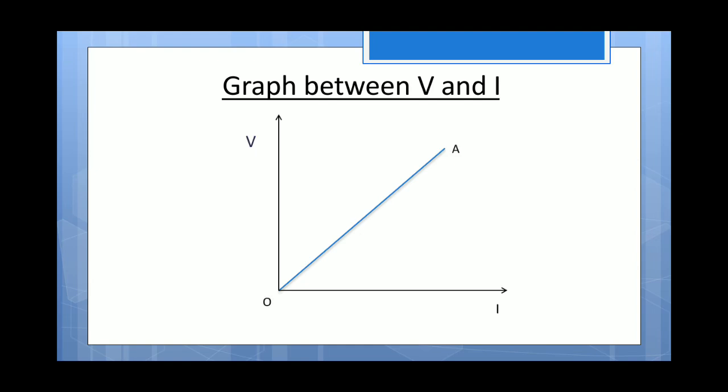Here, the slope of line OA represents the resistance. As we know that the slope of a line passing through the origin is equal to change in y upon change in x, here it will be change in V upon change in I, which is equal to resistance. If we draw a graph in which potential difference is along the x-axis and current is along the y-axis, then the slope of line OA will represent 1 upon R.